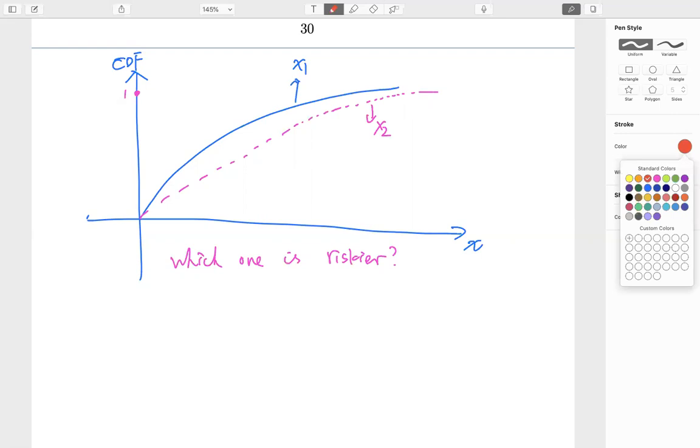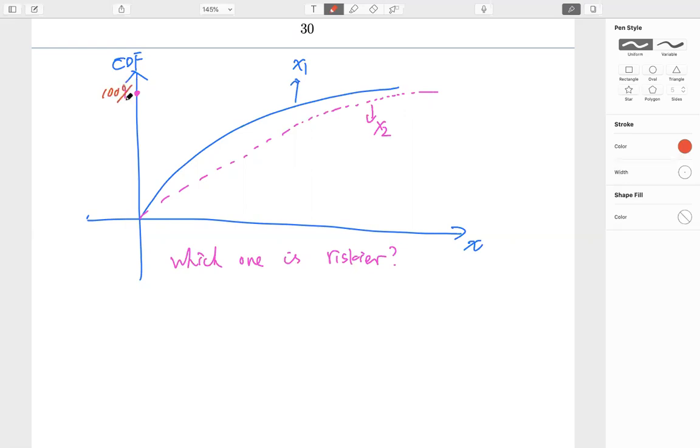Say, let's randomly pick a number. Of course it must be between 0 and 1, or 0 and 100%. So randomly pick a number. Let's say I pick a number down here. Okay, I draw a line. Call this delta. Delta is anything between 0% and 100%. Let's draw a line. Okay, so this is the quantile for X1. Let's call this small X1 delta. Okay, this is X2 delta. So obviously X2 delta is bigger than X1 delta. So X2 is riskier than X1.